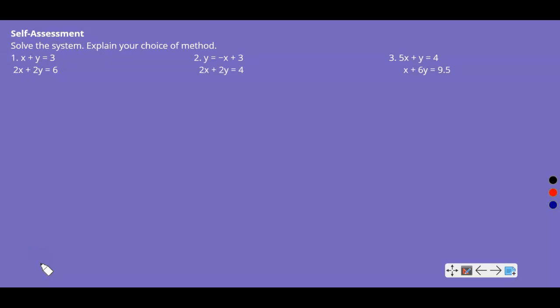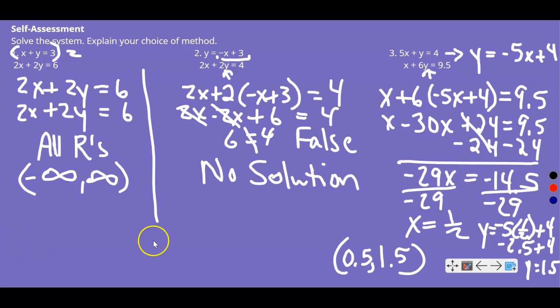All right, self-assessment. I want you to take a few minutes, pause the video, and see if you can find the best way to see how many solutions each of these systems have. So it says to solve the system and explain your choice. You can do graphing, you can do substitution, you can do elimination. Which method are you going to use for each of the three systems? Once you have time to do that, come back and we will talk about the answers.